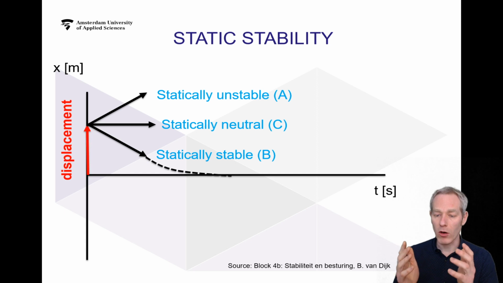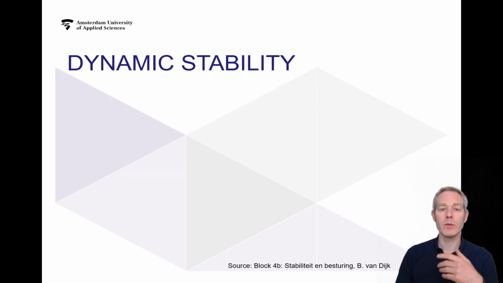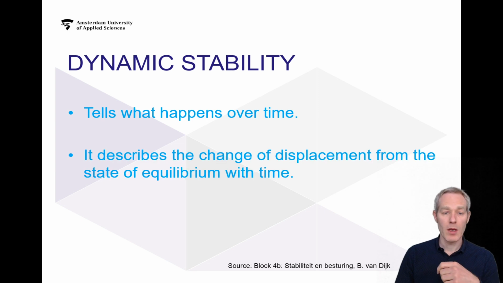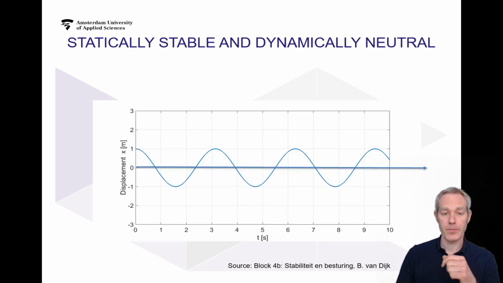But what are the options when we let time run? Then we talk about dynamic stability. This tells us what happens over time, especially over a large amount of time. Will it go back to its resting state or will it not? So it describes the change, as a result of the displacement of the system out of its equilibrium position, over time.